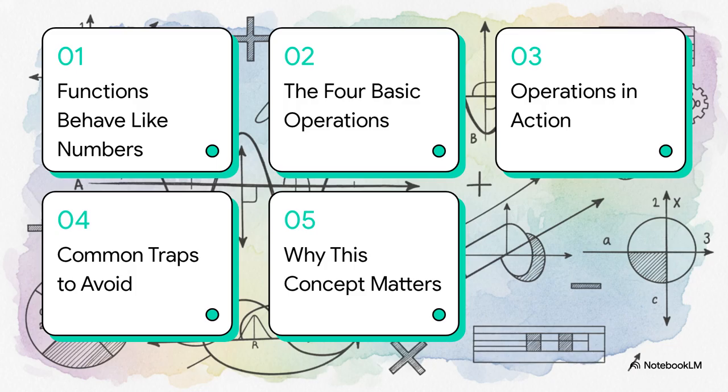So here's our game plan. First, we're going to lock in one huge idea. Functions behave a lot like numbers. Then we'll get our hands on the 4 basic operations that will be our main tools. After that, we'll see it all in action with real examples, and I'll even point out a few common traps so you can avoid them. And finally, we'll answer the big question. Why does this even matter?